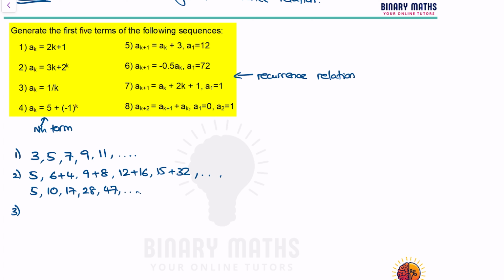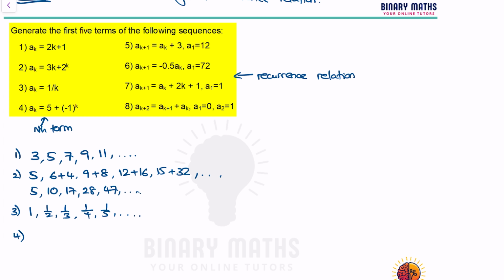Three, a_k is equal to 1 over k. So first substitute 1 in. 1 over 1 is 1. 1 over 2 is a half. 1 over 3 is 1 over 3. 1 over 4, 1 over 5, and so on. That one was pretty easy.